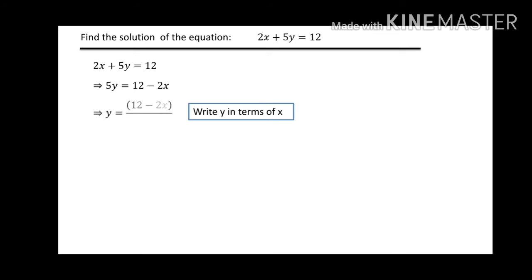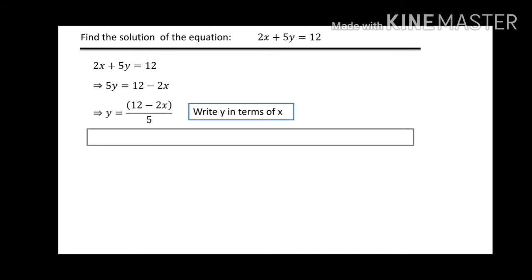Let's take another one. Now find the solution of the equation 2x plus 5y equals 12. Same thing. Let's consider this equation and write y in terms of x. So here we can see that 5y equals 12 minus 2x, because 2x has been shifted to the right side. Now y can be written as 12 minus 2x by 5. Here the same thing, we keep on putting values for x, we will get the values of y.